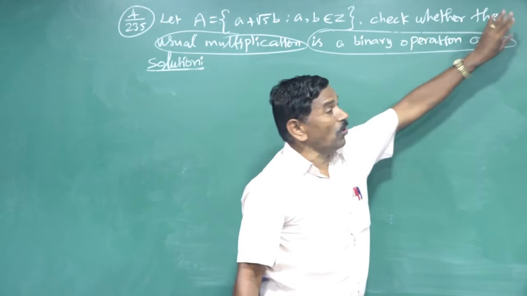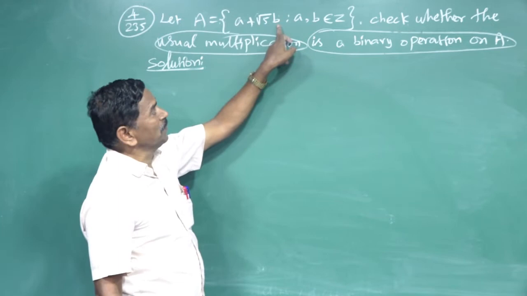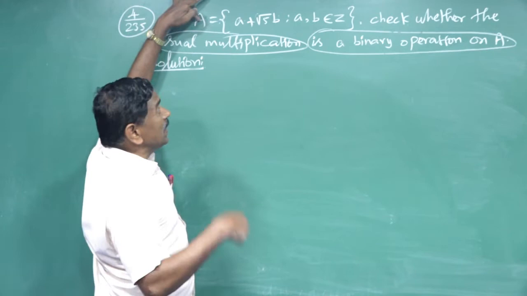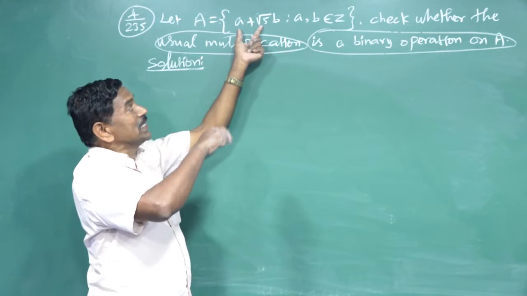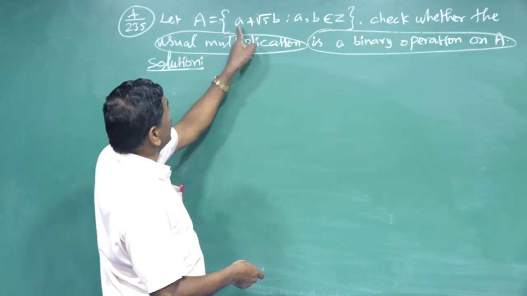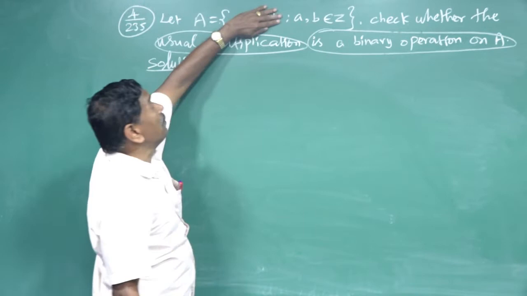Where the set A is a set which has elements of the form a plus root 5 b such that a, b belongs to Z set. Here, a plus root 5 b is fully considered as one element. Suppose c plus root 5 d likewise, and e plus root 5 f. So this is fully considered as an irrational number, so this is fully one element. Such that the first one a and the coefficient of root 5, b, belong to the set of all integers, but the whole number belongs to A. So that is the condition. We want to verify whether it is a binary operation or not.